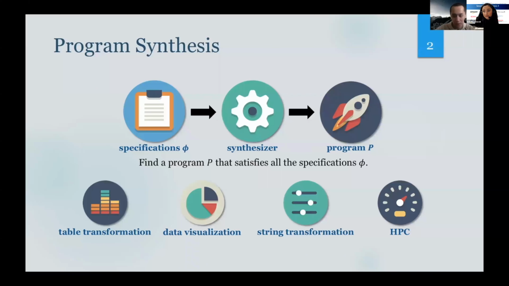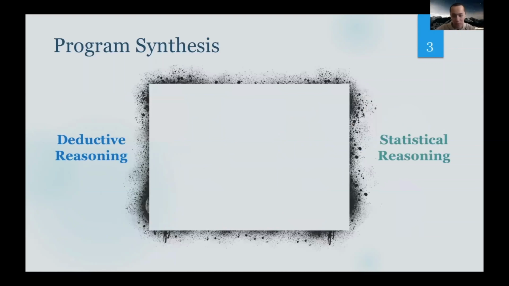As we know, program synthesis is getting more and more attention nowadays. It also has many exciting application scenarios. Given specifications phi, the goal of program synthesis is to find a program P that satisfies all specifications phi. For applications such as table transformation, data visualization, string transformation, and high-performance computing, there are many good research works and tools. And one of the biggest challenges of program synthesis is its huge search space.